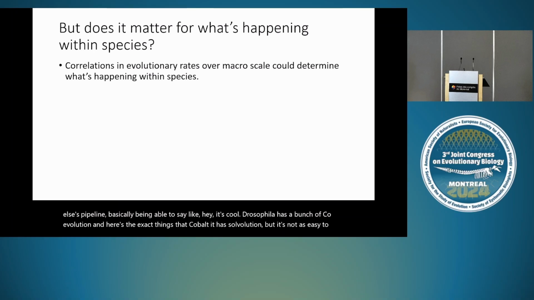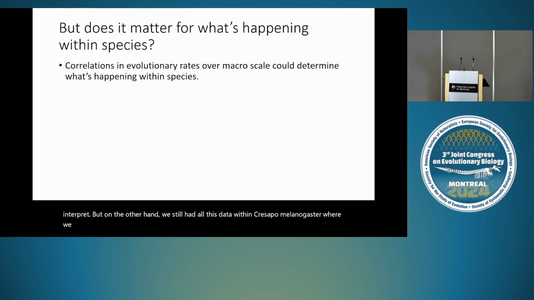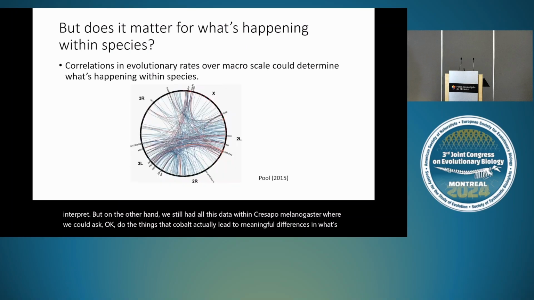But on the other hand, we still had all this data within Drosophila melanogaster where we could ask, do the things that co-evolve actually lead to meaningful differences in what's happening within species? In particular, I immediately thought about John Pool's data set of potential incompatibilities within Drosophila melanogaster that are segregating throughout the population. You have an interaction network where you have a bunch of places throughout the genome that you have potential incompatibilities.